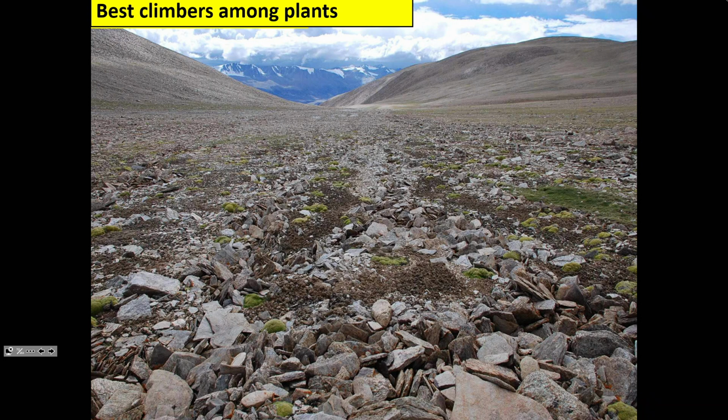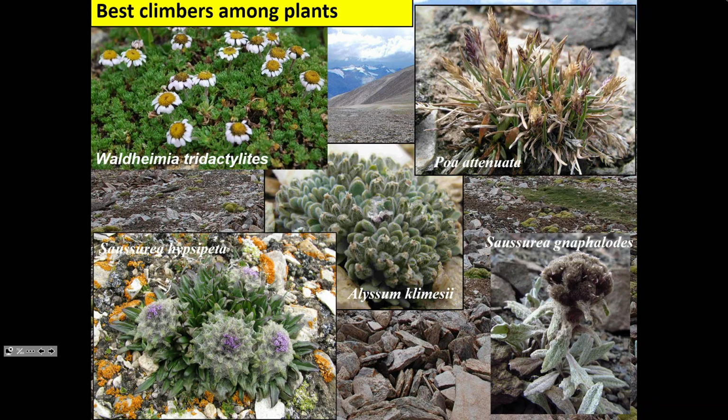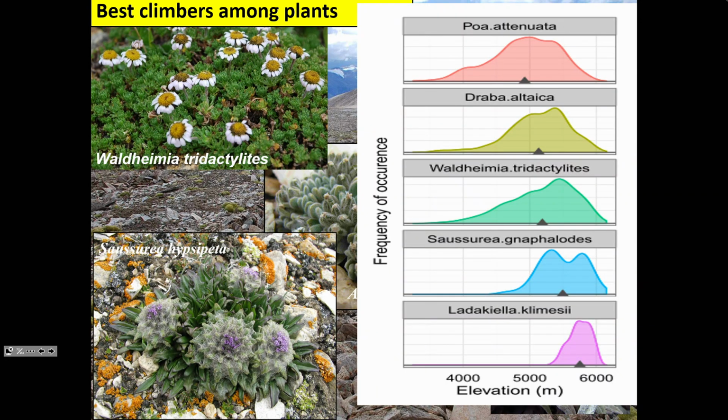Just an illustration that even at the highest elevation, where we would expect species to have narrow ranges, to be really specialists, we can find among the best climbers, those that go over 6,000 meters, those that have very wide ranges, like Waldheimia tridactylites, which can be found 3,000 meters lower in the riverbeds. You can see that it has a range that goes from 3 to 6. The same for Poa attenuata, but there are also species that have narrow ranges, like Ladakiella klimesii, the species that was discovered by Leoš, or Saussurea gnaphalodes. So those local communities are composed of species that have both narrow and wide elevational ranges.